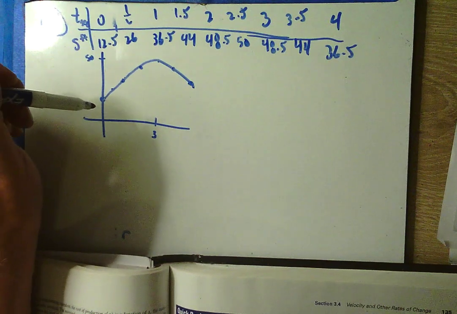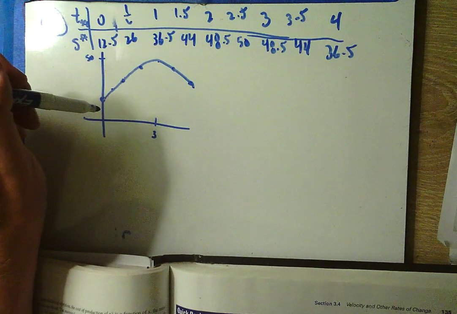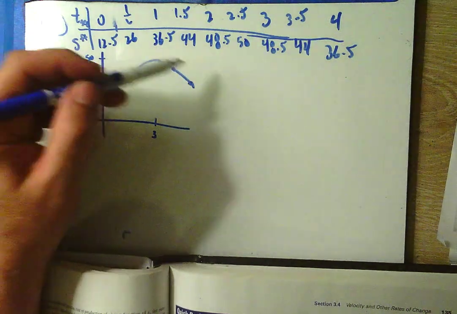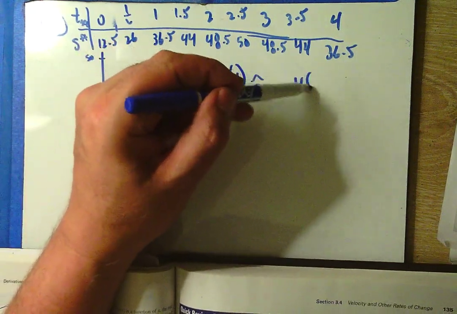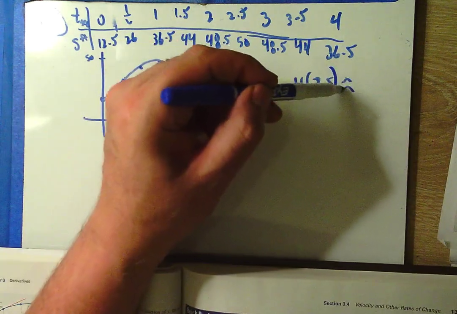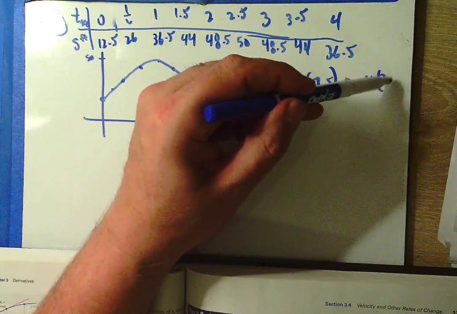Okay? Part B, assuming this smooth curve represents the motion of the body, estimate the velocity: v of 1, v of 2.5, and v of 3.5.